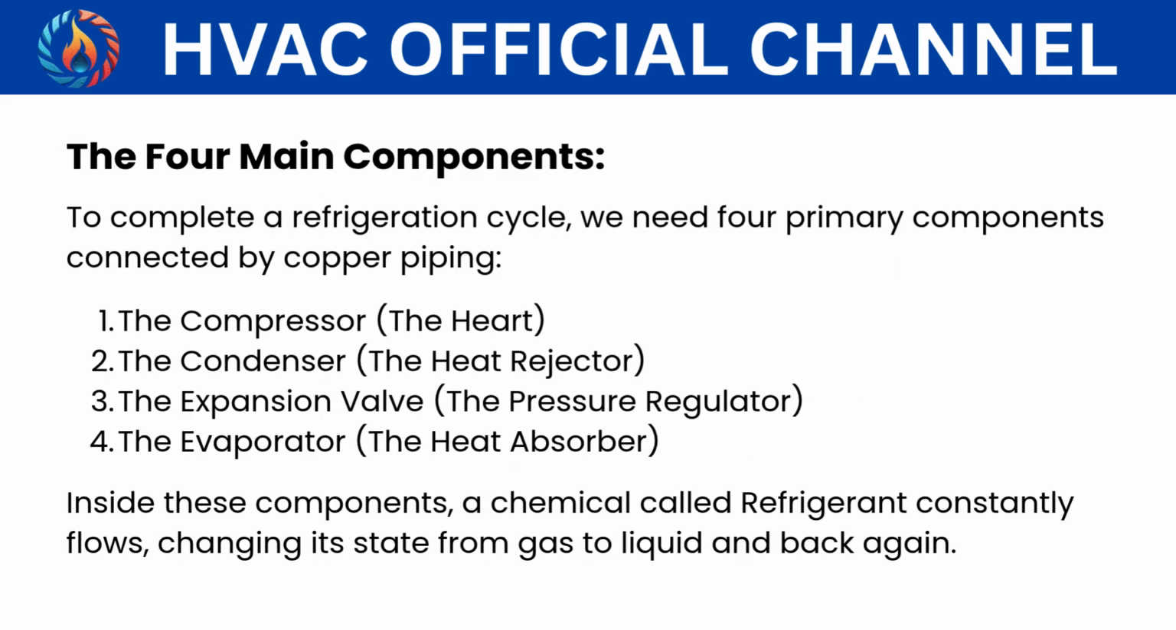The 4 main components. To complete a refrigeration cycle, we need 4 primary components connected by copper piping: the compressor, the heart; the condenser, the heat rejector; the expansion valve, the pressure regulator; the evaporator, the heat absorber. Inside these components, a chemical called refrigerant constantly flows, changing its state from gas to liquid and back again.